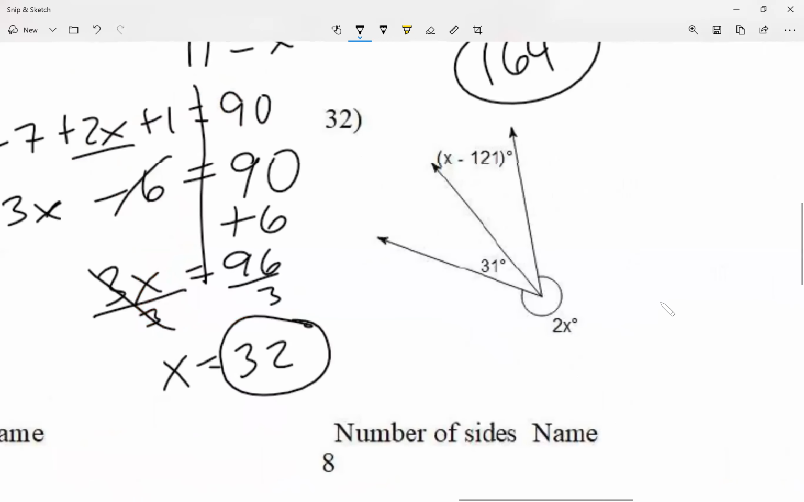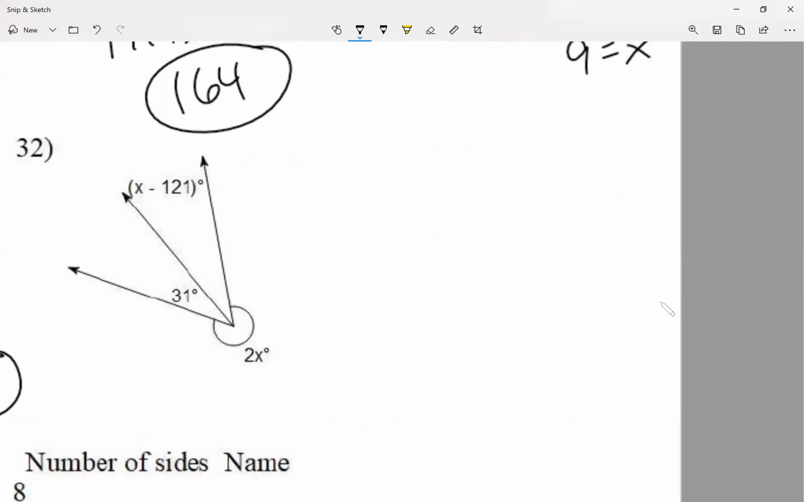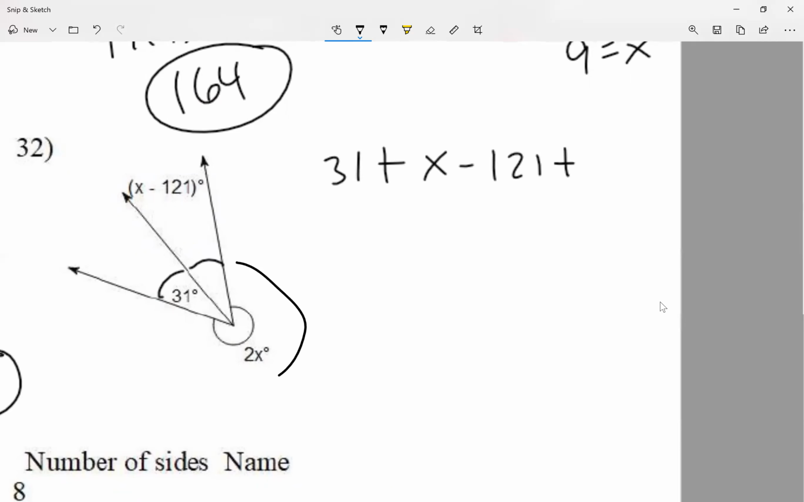Now in question number 32, I'm going to add 31 degrees. So I'm going to add this angle, 31, plus this other angle, which is x minus 121, plus this big angle, which is 2x, equals, okay, now I notice that combined make a circle. The circle is 360 degrees. So I'm going to let this equal to 360.